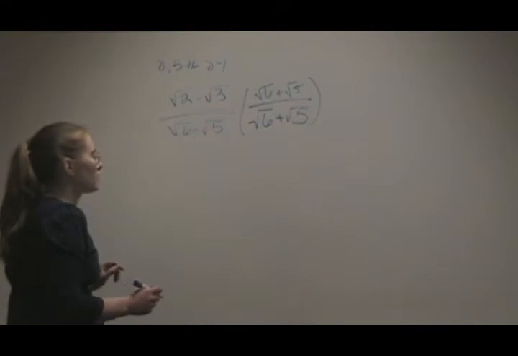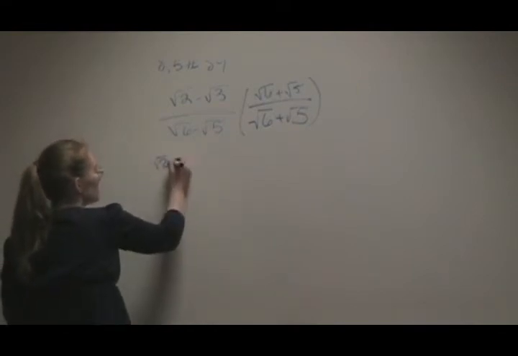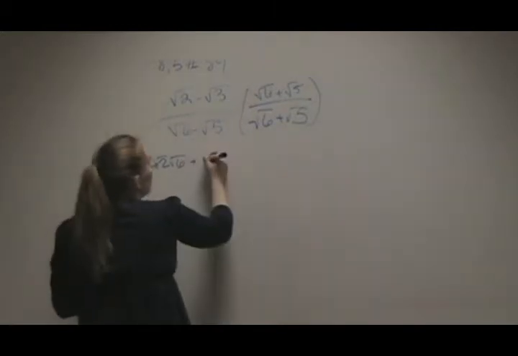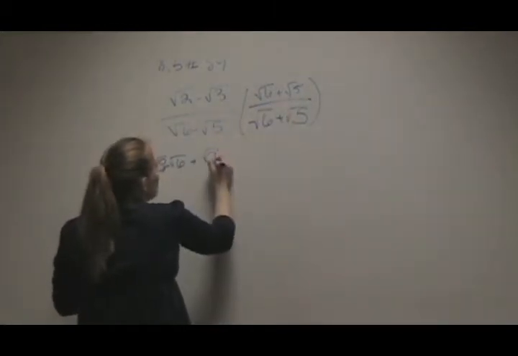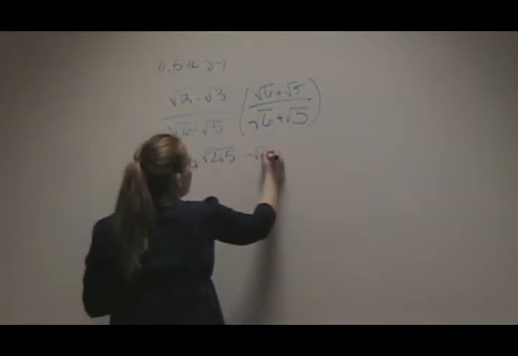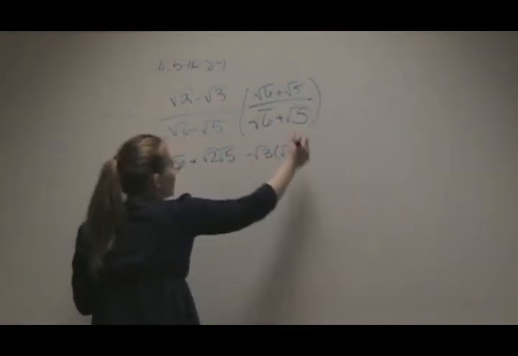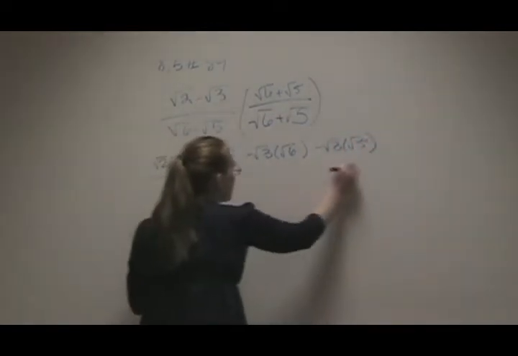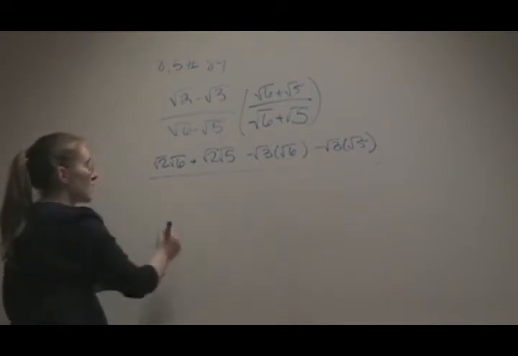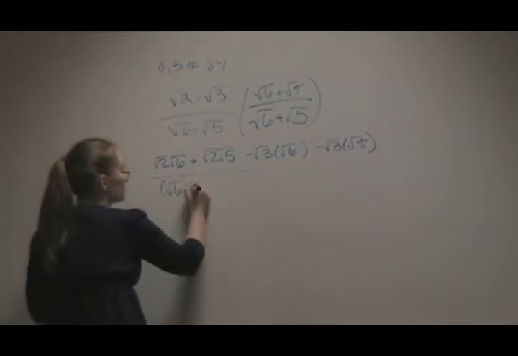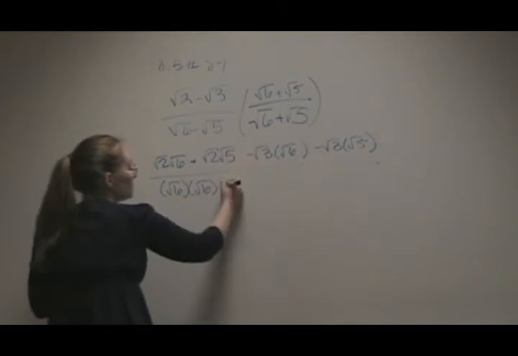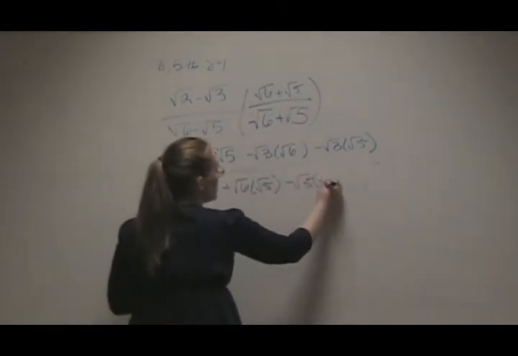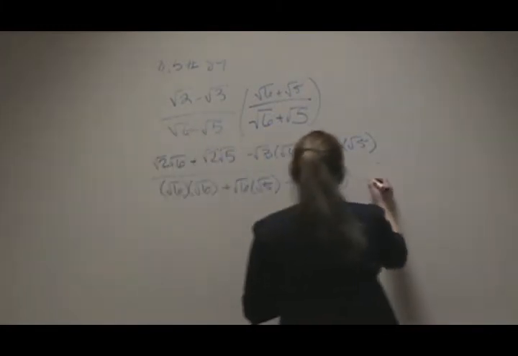So, starting with the top, I'm going to FOIL out first: square root of 2, square root of 6. Outer, the two far ones: square root of 2, square root of 5. Inner, 3 times square root of 6, and last, 3 times square root of 5. Okay, that's the numerator. Now I'm going to take the denominator and do the same thing: first, outer, inner, and notice I'm taking the signs with me, and last.